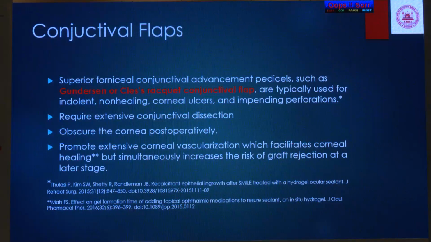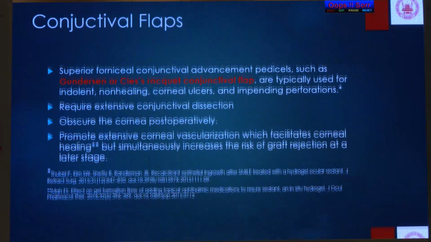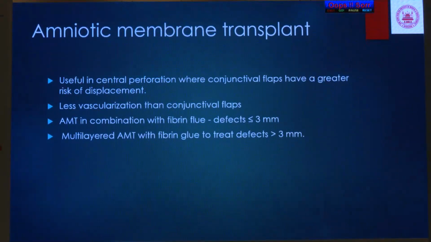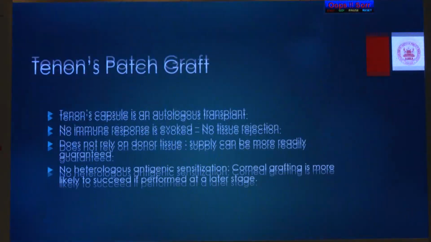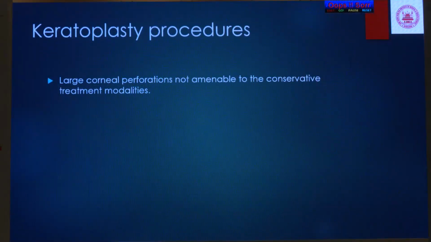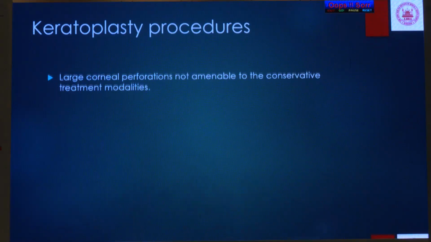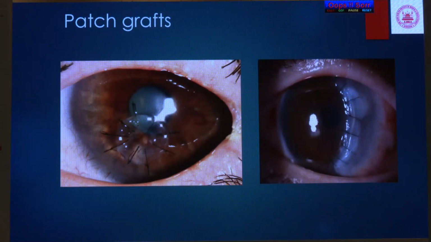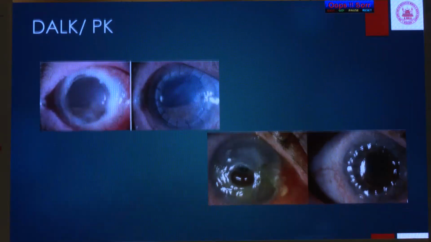So I will be just winding up. These are the other options other than glues that you have in-house, and you can always use them: flaps and AMG if it is available, and Tenon's patch graft, that also is quite helpful. But when you cannot resort to any of these measures, you have to go for keratoplasty procedures, which again depend upon the size, location, and cause of the perforation.